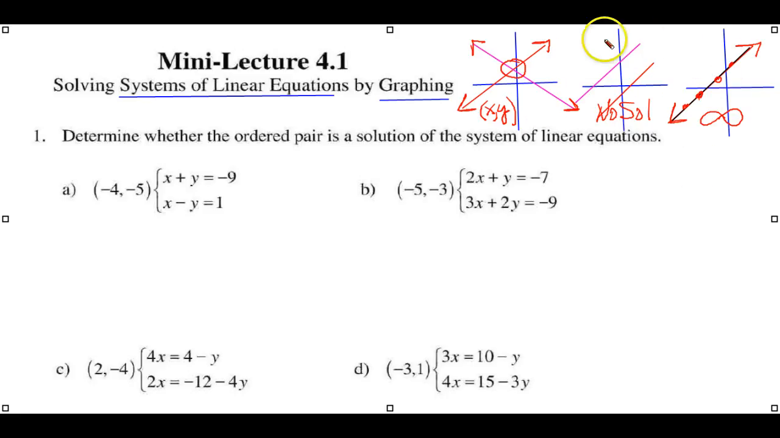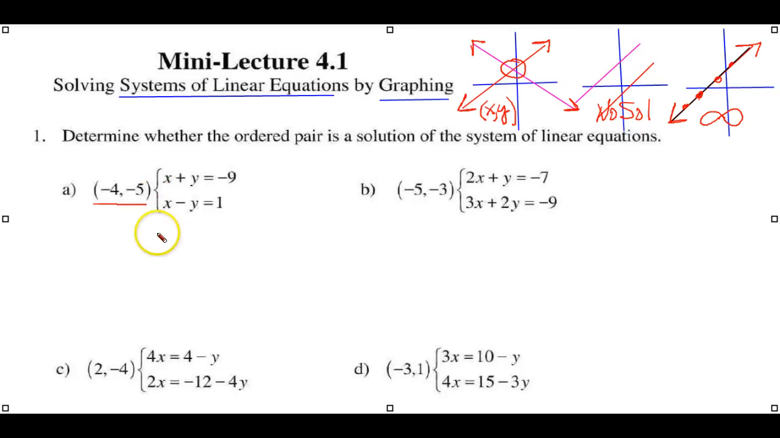So these are the scenarios that are going on, and we're going to look at these systems of linear equations to see if they have that unique point of intersection, or there are no solutions, or there are an infinite number of solutions. Now, as we start it off, they're asking us to determine, is this ordered pair a solution for this system of equations? So, how do we do it?